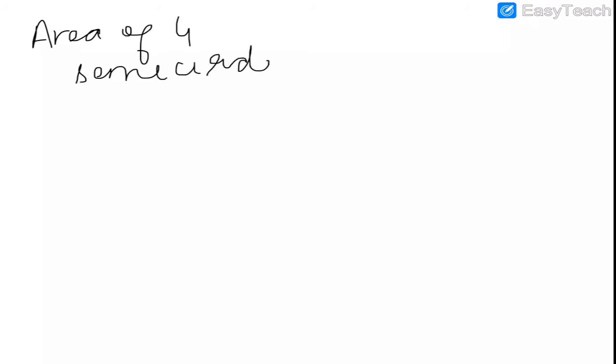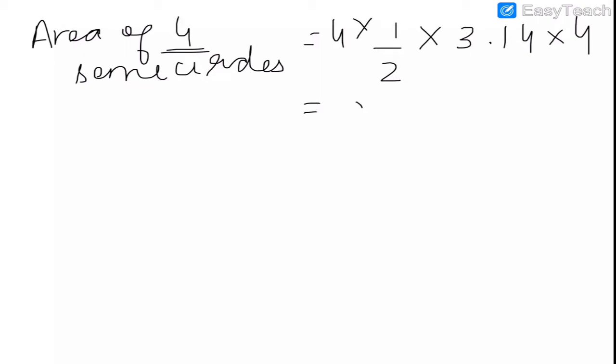And the area of 4 semicircles is, we know area of a semicircle is half into pi r square, and in the question it was mentioned that we have to take 3.14 as pi, so half into pi into r square, r was 2, so r square is 4. And since we need to calculate the area of 4 semicircles, we'll multiply it by 4, and calculating this we get 25.12 centimeter square.